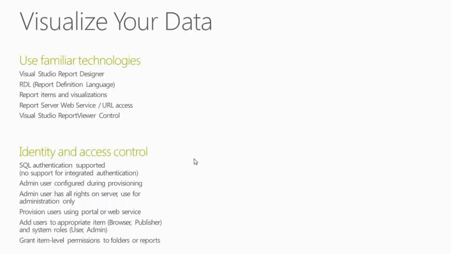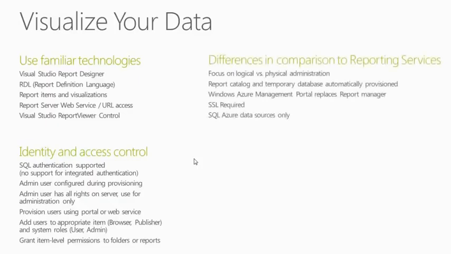Okay. You can add users to the appropriate items such as browser and publisher and server roles, again, from a security perspective, and you can grant item level permissions to folders and reports. Just like you can on premise, you can grant these item level permissions to say it's to this folder or specific report. So you can get to that level of granularity in SQL Azure reporting services.